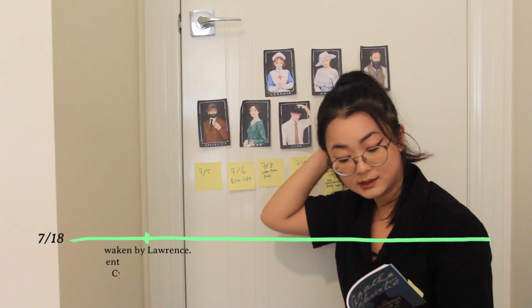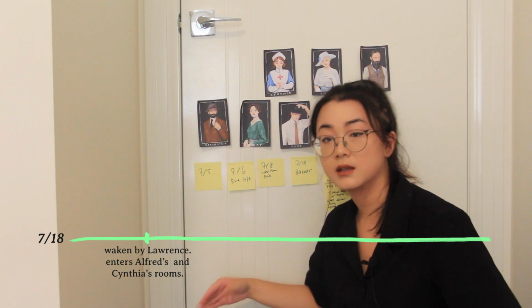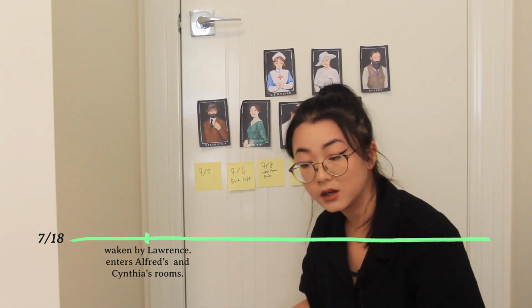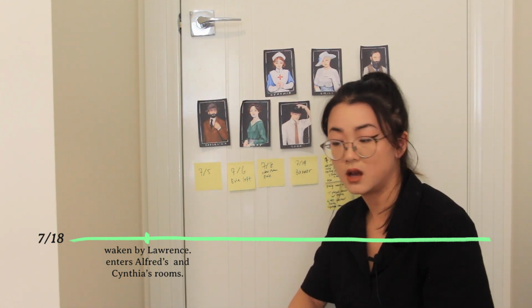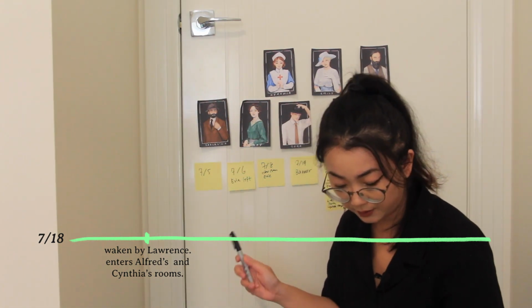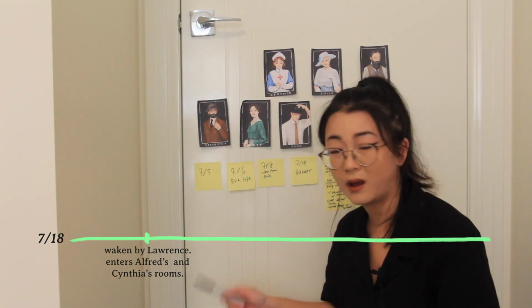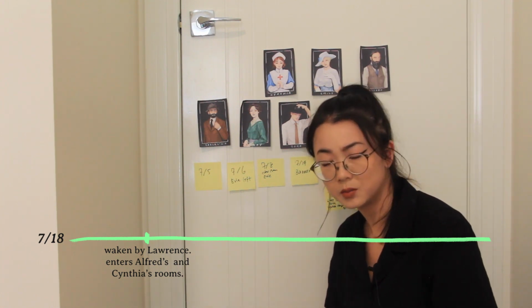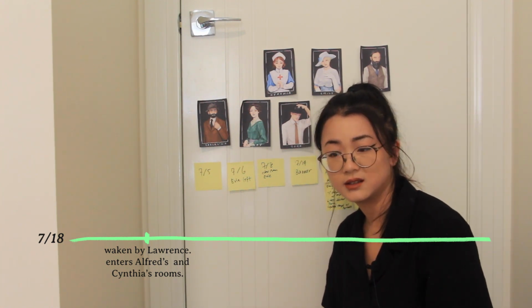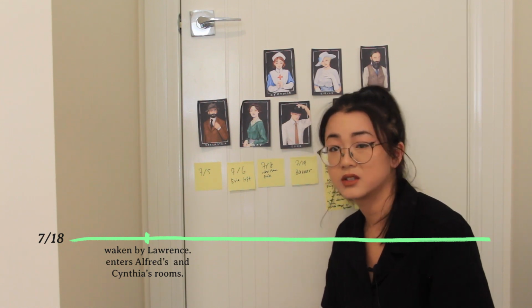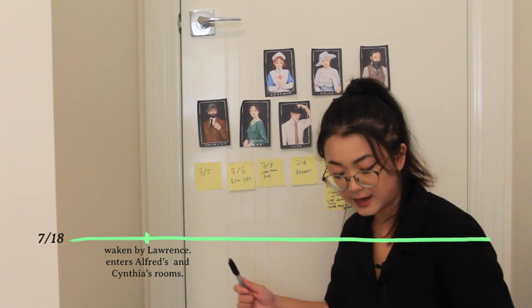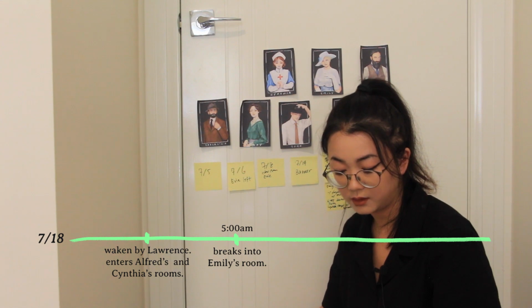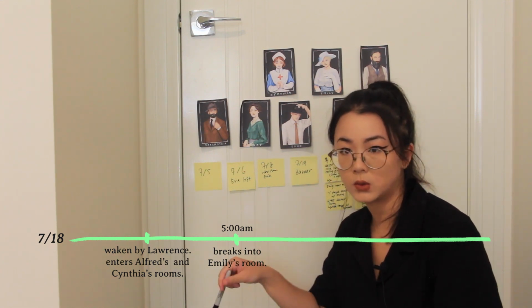And when they went into Alfred's room to try to get into Emily's room, Alfred wasn't actually there, and his bed was unslept in. And then Cynthia, it was mentioned that it took a while to wake her, that she was really sound asleep, which I don't know if she's just a deep sleeper or if there's something fishy going on. But they end up breaking into Emily's room through the front door.